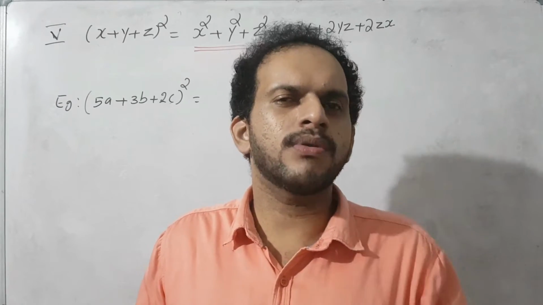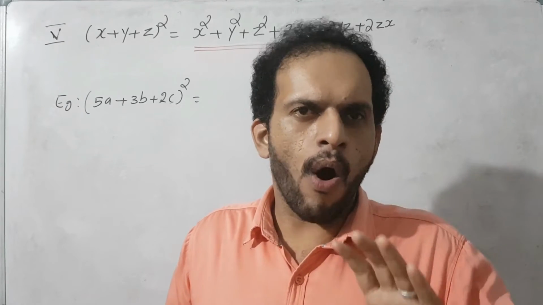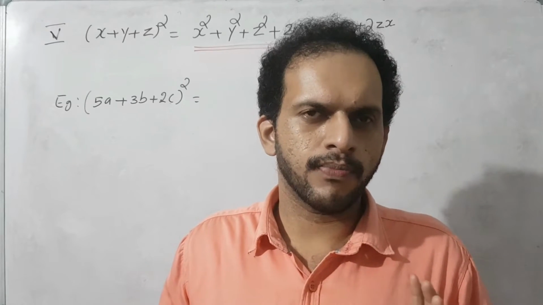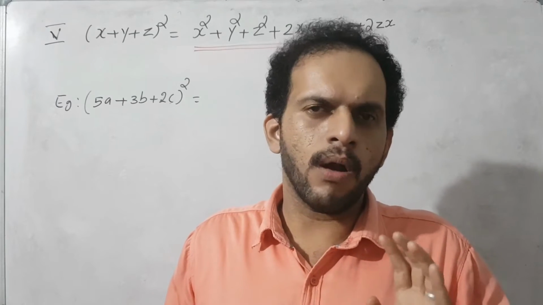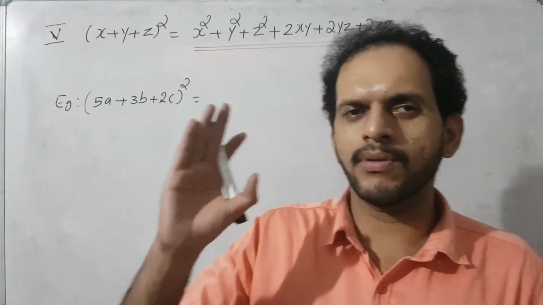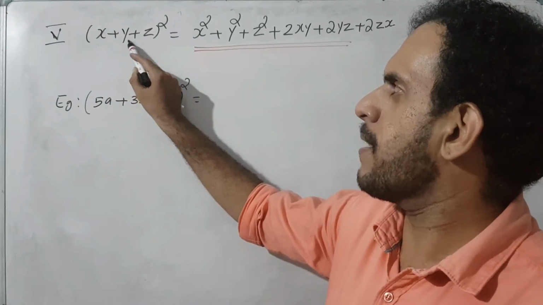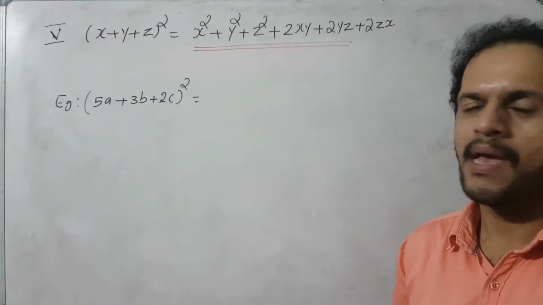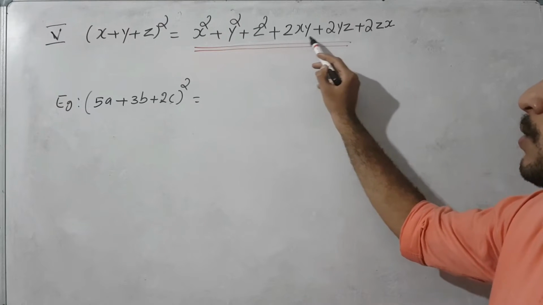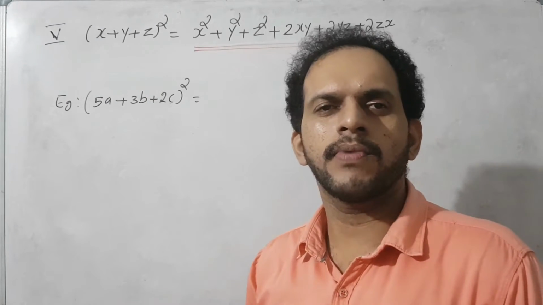Okay, so now we go to the fifth identity, identity 5. Don't forget, we need all the identities we are discussing in this class. Everything has applications. I told you we have almost 8 or 10 identities. Then we go to the fifth identity. The fifth identity is like this: x plus y plus z whole square is equal to x square plus y square plus z square plus 2xy plus 2yz plus 2zx.